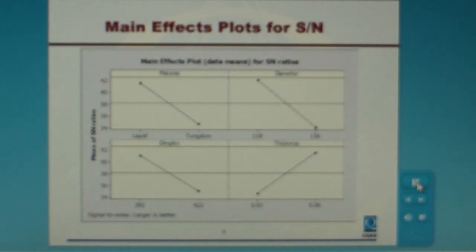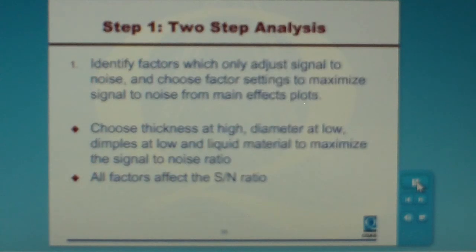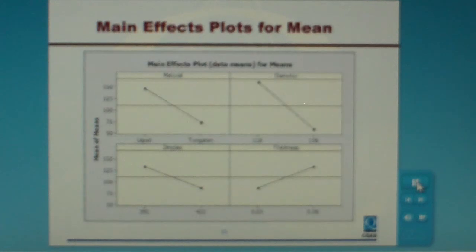Here are the effects plots for the signal-to-noise metric. It appears that all 4 variables are about equally important. So, based on these plots, we would choose thickness at high, diameter at low, dimples at low, and liquid material in order to maximize the signal-to-noise ratio.